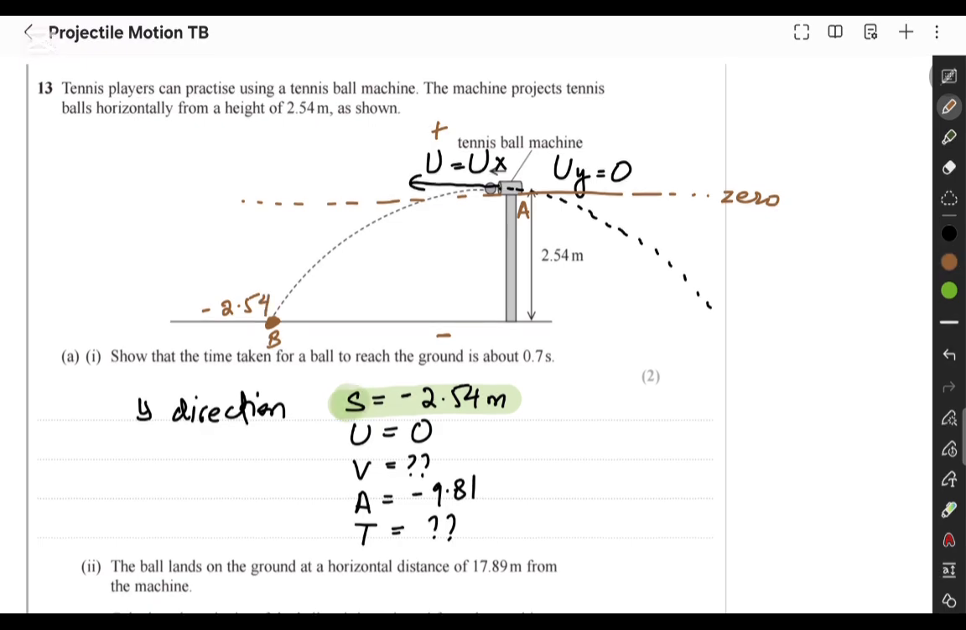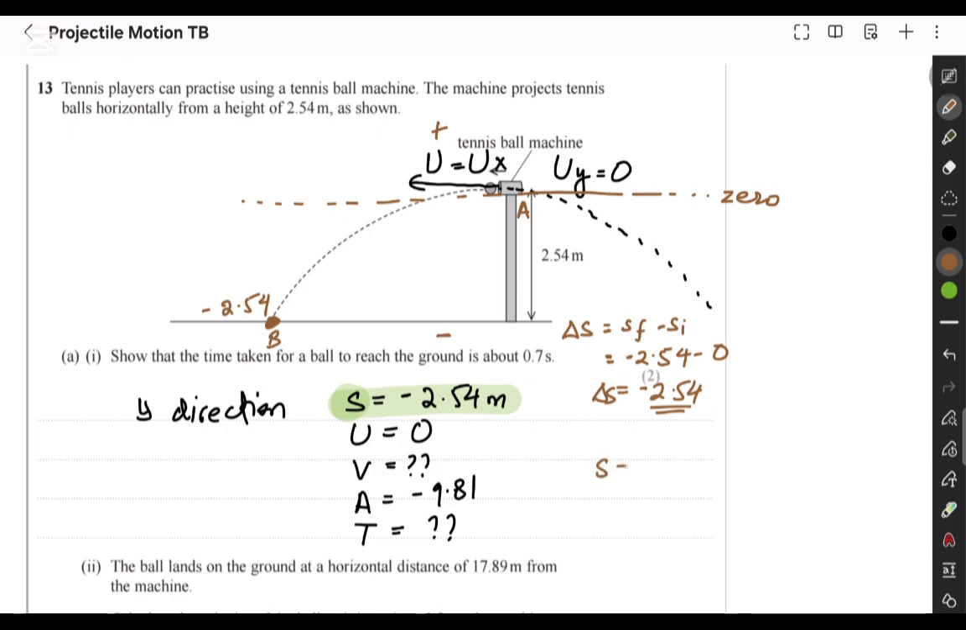The displacement S here, you can actually write as change in S. I think that would be better. Even though in A level you're used to writing S, I recommend writing change in S because that's the actual meaning of that displacement. That's equal to the final displacement minus the initial displacement, so minus 2.54 minus 0, and we get minus 2.54. So the change in displacement is minus 2.54, but since you're used to writing S, you can write that S is equal to minus 2.54. I hope that is clear.